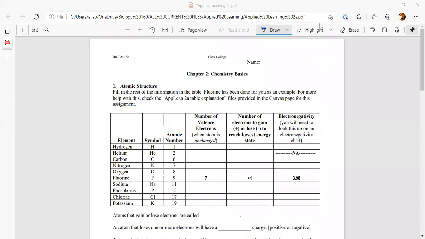So the purpose of this video is to help you with our Applied Learning 2A assignment, specifically looking at this first chart, figuring out the number of valence electrons and figuring out the number of electrons to gain or lose to reach the lowest energy state. So I'll do my best to talk us through this. All of this comes from what we refer to as the octet rule. So we're really doing an applied learning assignment using the octet rule.